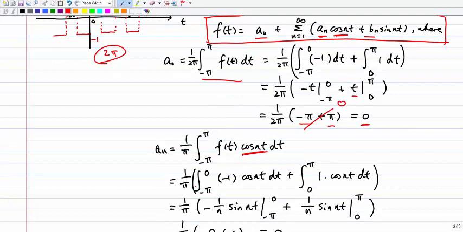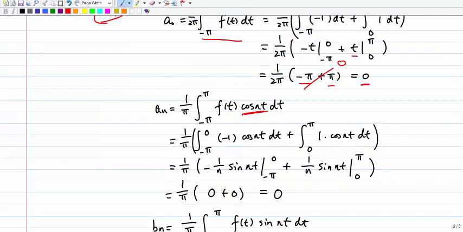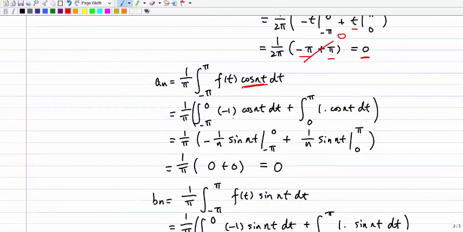So it's 1 over pi. Again, we have to split into two parts, from -pi to 0, where f(t) is defined as -1 times cosine nt dt, plus the integration from 0 to pi, where f(t) is positive 1 for t within 0 and pi, times cosine nt. So the integration of the negative one is -1 over n times cosine nt. Okay, the integration of cosine nt is 1 over n sine nt. Evaluate from -pi to 0 for the first one and 0 to pi for the second one.